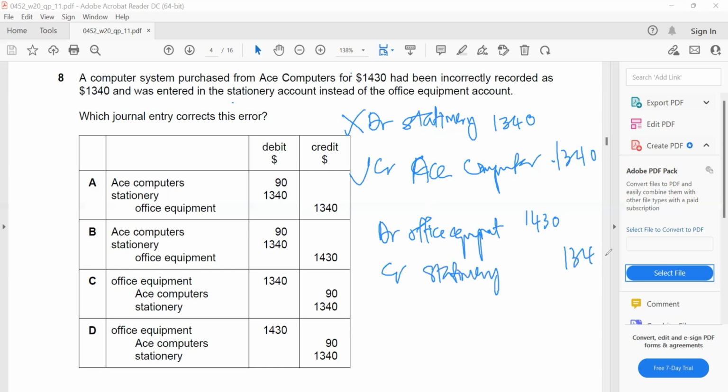1,340. And these two differences, which is the $90, which is this one short of $90, so we credit Acer Computer. So this should be the adjustment for it. So the answer should be D. Okay, now let's move on.